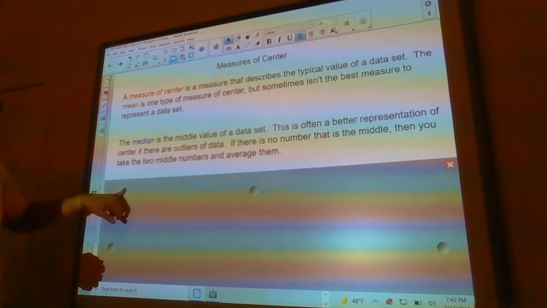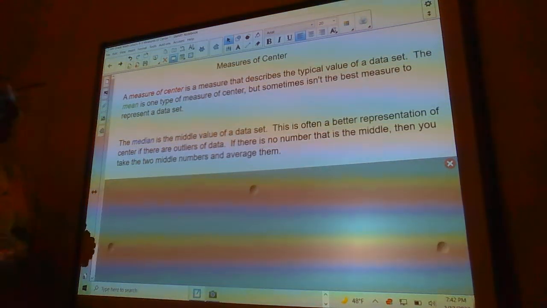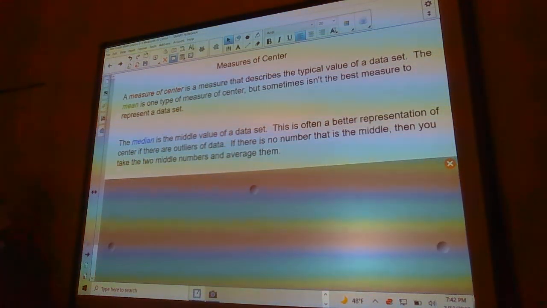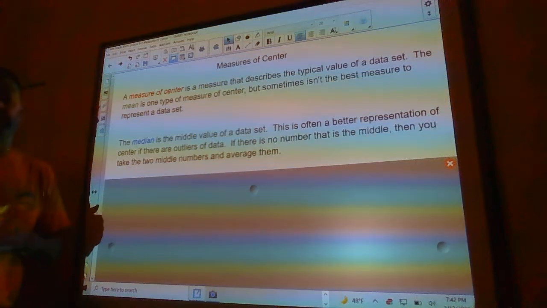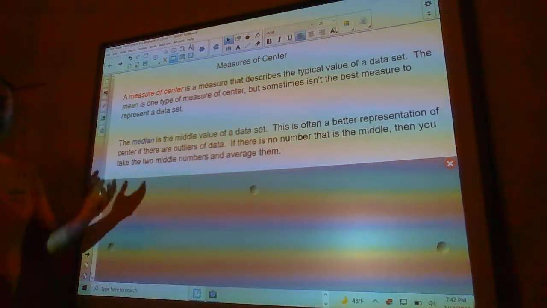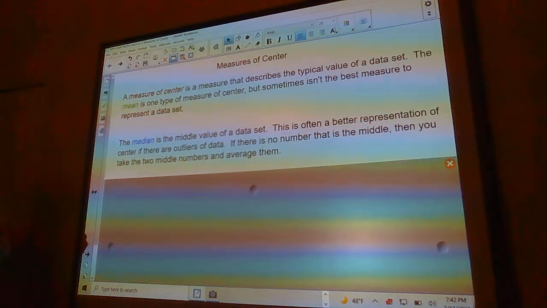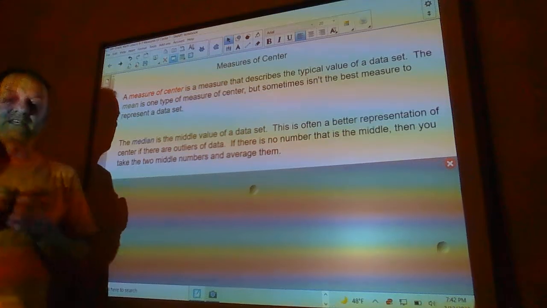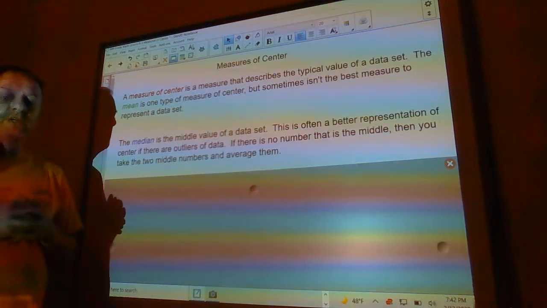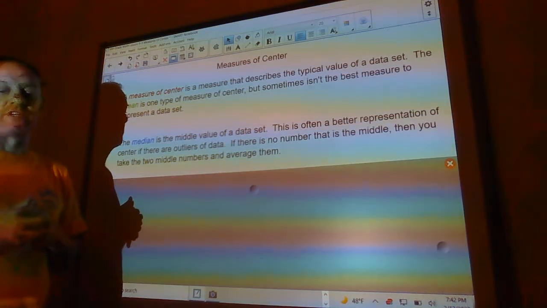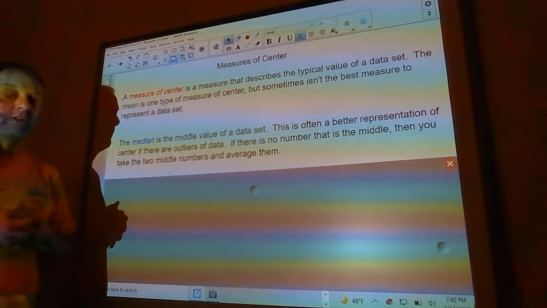So, we also have something called the median. Remember the mean: you add up all the data and then you divide by however many data points you have. The median is the middle value of a data set. Sometimes this is a better representation of the center if there are outliers in the data.